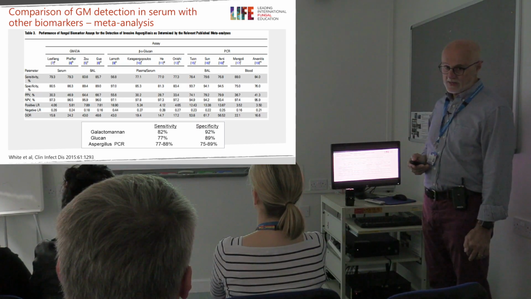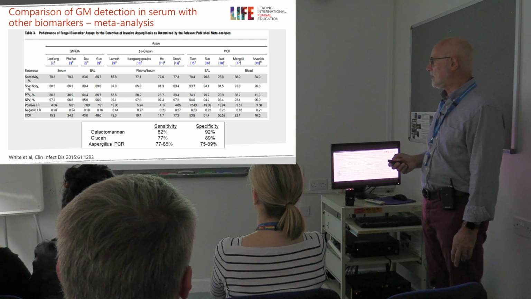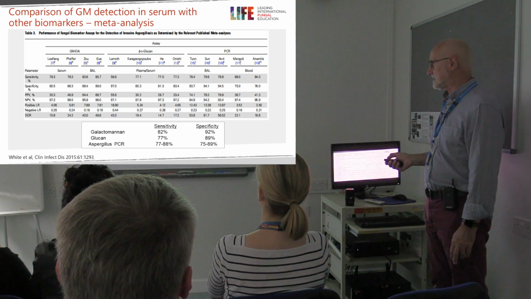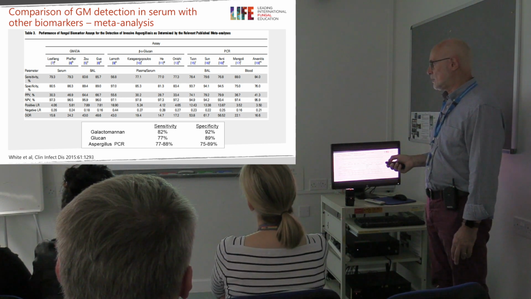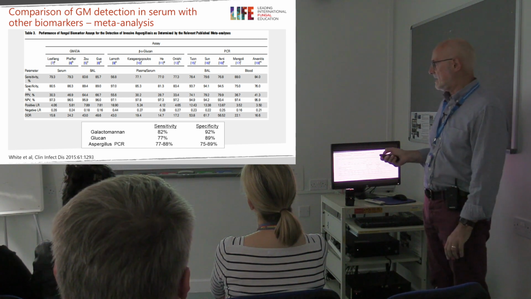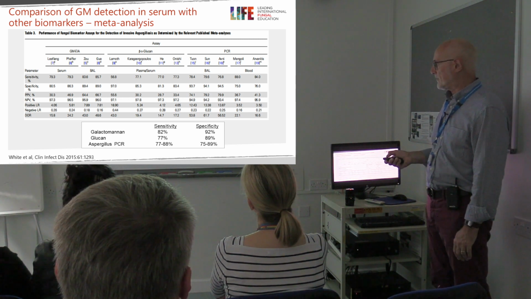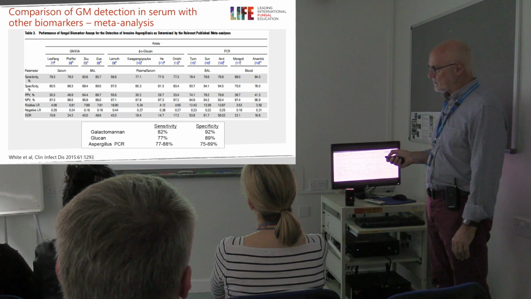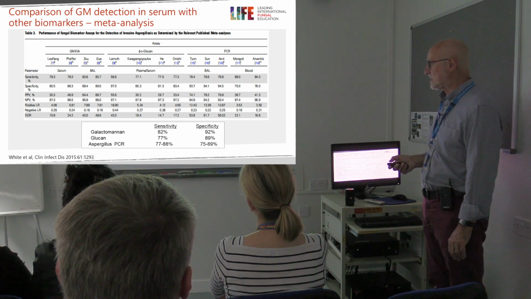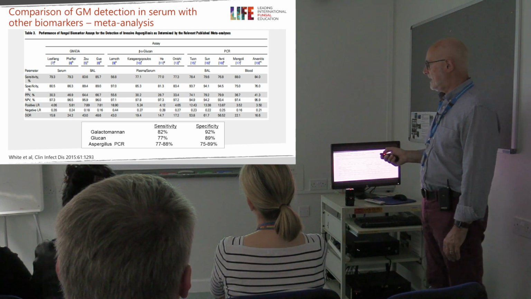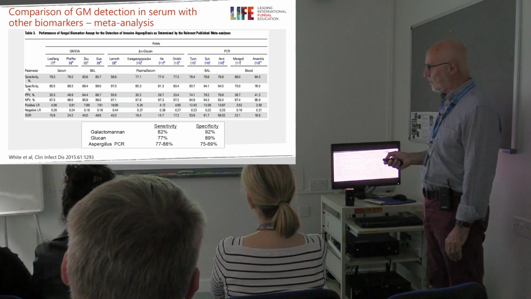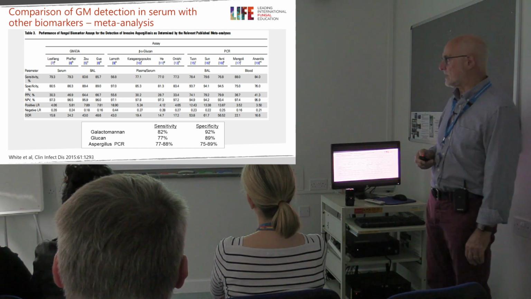So we can summarise that quite usefully for you: the sensitivity overall of Galactomannan is 82%, specificity 92%. Glucan in this particular setting, invasive aspergillosis primarily, is not so good, and also the range of sensitivities for Aspergillus PCR varies between 77 and 88%, and specificity is also not quite as good as shown for the Galactomannan test and the fungal glucan test.